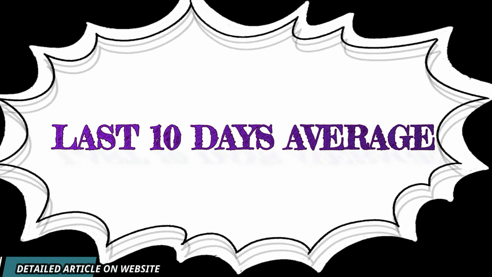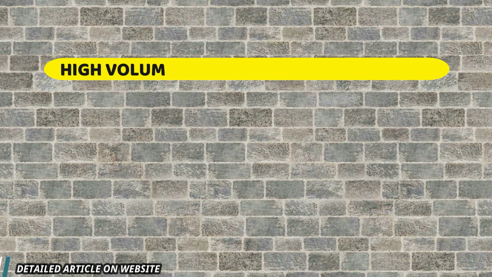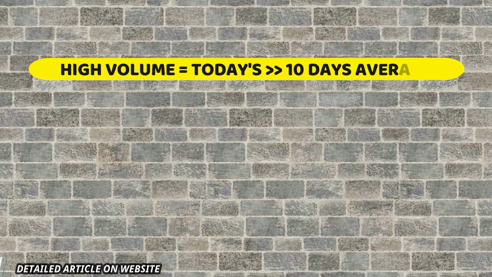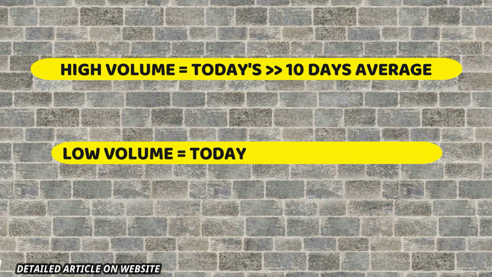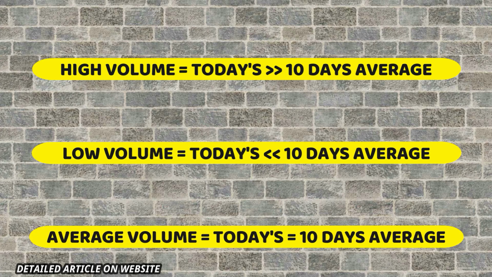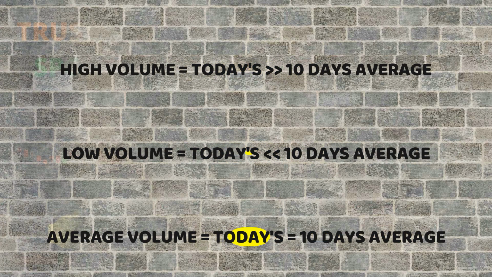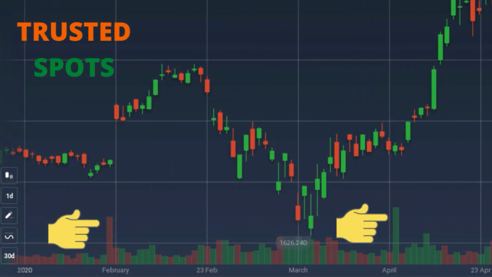Generally, the rule of thumb for us will be very simple. High volume days are the ones when the present volume is greater than the last 10 days average volume. Low volume days are the ones when the present volume is lower than the last 10 days average volume. And when the volume is approximately the same as the last 10 days average, then we'll say it's an average volume day. Now, in the given chart, you can see that the volumes are represented at the bottom of the chart.